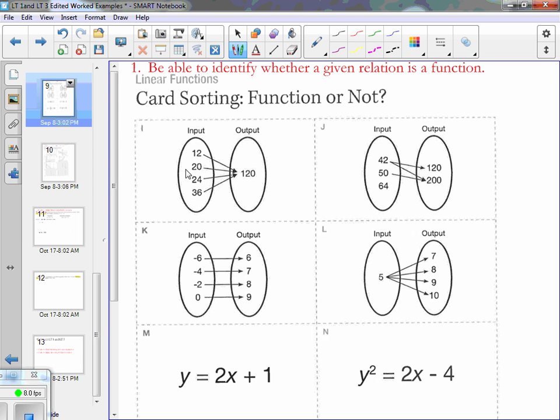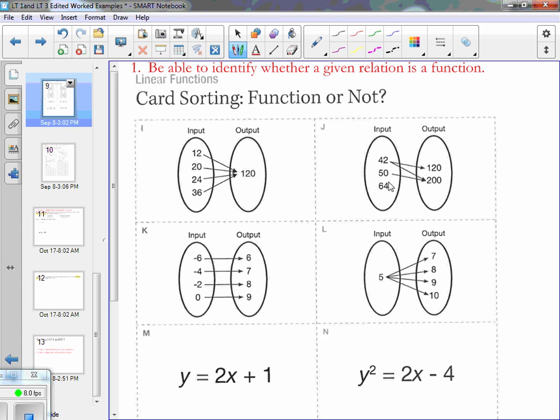At the top here, I, function or no? Function. Input. Remember, input and domain and x-coordinate. And let me throw another one at you. Independent variable. All mean the same thing. We'll get to independent variable quite a bit here in the next few days, but I just wanted to throw that out there. So I is a function.